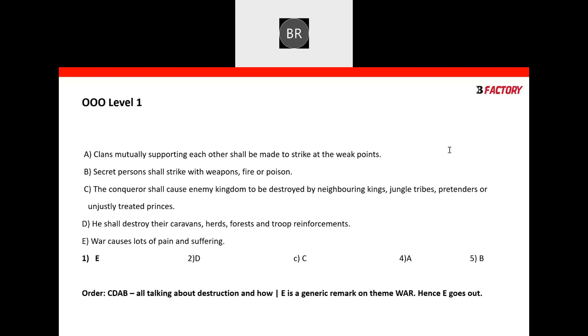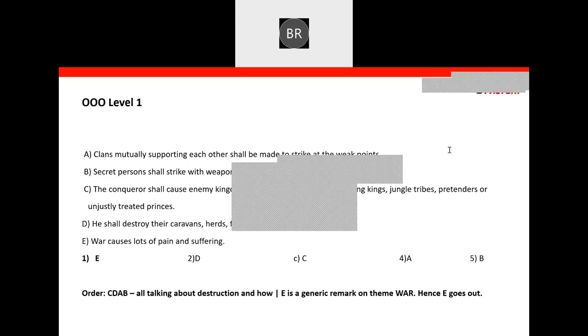Right? How will he do it? Okay. Look at B. Secret persons shall strike with weapons, fire or poison. Right? How will people strike? Before that, A says that clans will be made to strike at the weak points. So A and B are talking about the strikes. Okay? So we are talking about a particular kind of war. We are talking about a particular war. E is too generic, standalone. Generic means very generalized. And hence it is the odd one out. Okay? I hope you are getting the message here. Let's try to focus a bit more. Try to see the order too. Otherwise there is a chance of going wrong.